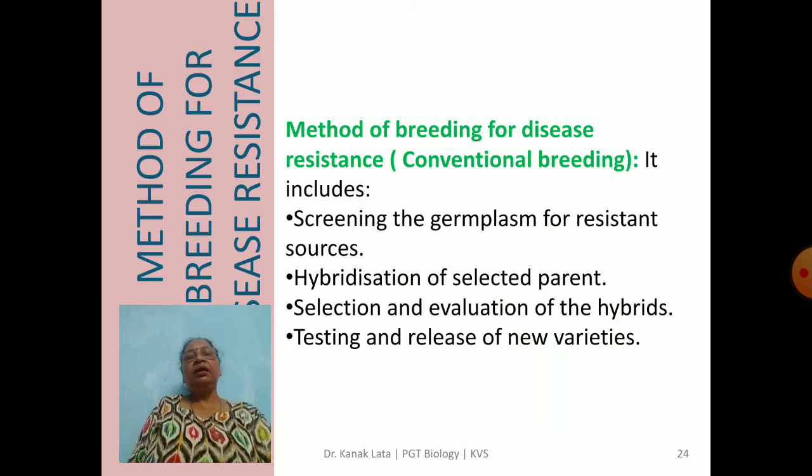Now, the method of breeding for disease resistance is also called conventional breeding, because always we do plant breeding for this purpose. So it includes screening of germplasm for resistant sources, means collection of germplasm and their resistance to diseases. Then hybridization of selected parents, again selection and evaluation of hybrids, and at last testing and release of new varieties. These are the common steps for any breeding.